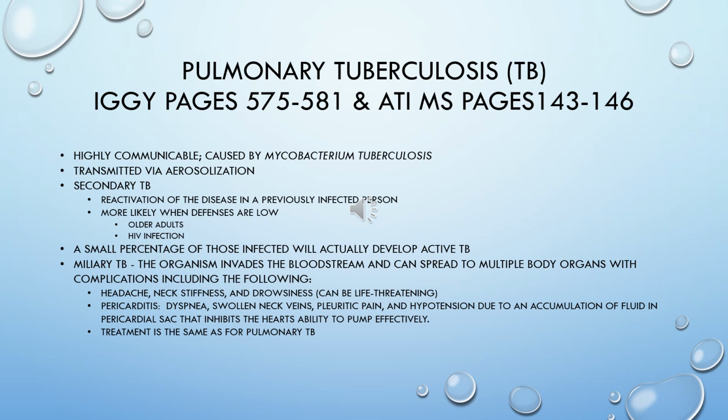I think back to my husband's grandfather. He was a small child. His mother actually died from TB, and he contracted TB as a very small child, he was 4 or 5. And he actually had a reactivation of this later in life as he got older and his immune system started to weaken. So that can occur as a secondary TB.